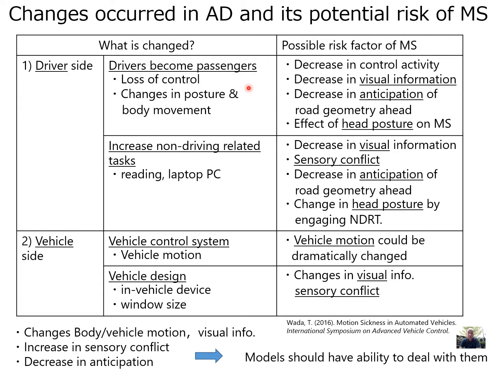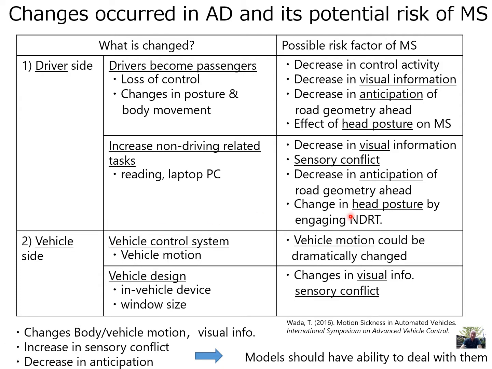And its potential risk factors of motion sickness include a decrease in motion control ability, a decrease in visual information, and a decrease in anticipation of upcoming information such as the road geometry ahead, as well as the effect of head posture on motion sickness. Another change is an increase of non-driving related tasks such as reading and working on a laptop PC. The risk factors are almost the same, but the additional thing is the change in head posture by engaging in non-driving related tasks.